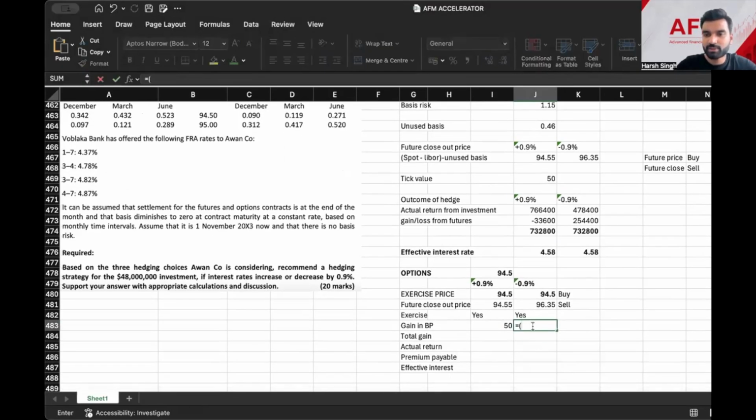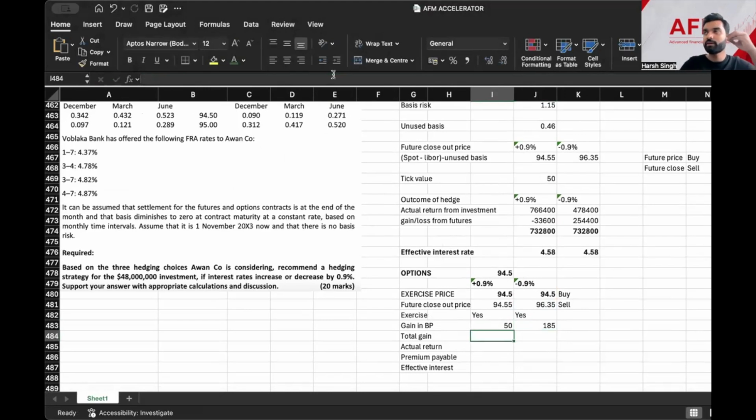4.5. Check once. So 1.85, that will become, okay, that is a huge margin that we are seeing over here. So this amount multiplied by 100. Now we can find out the total gain that we need. So gain in basis point multiplied by number of contracts multiplied by tick.